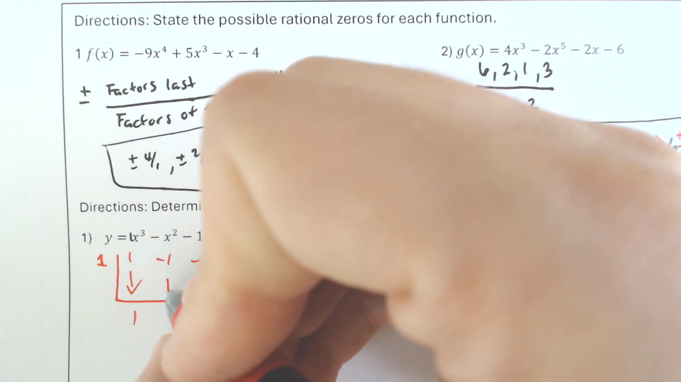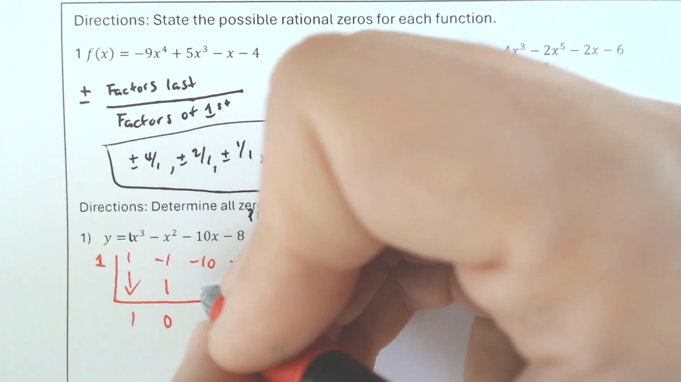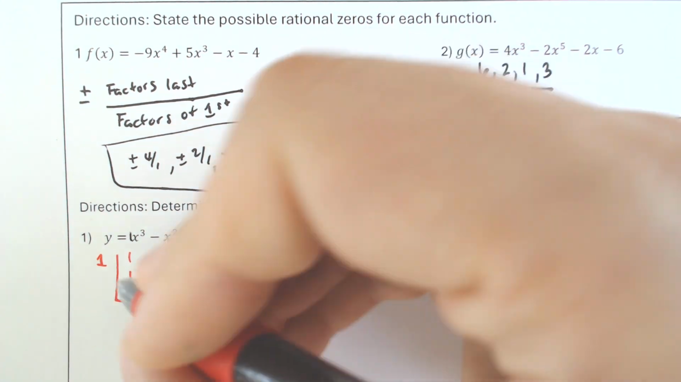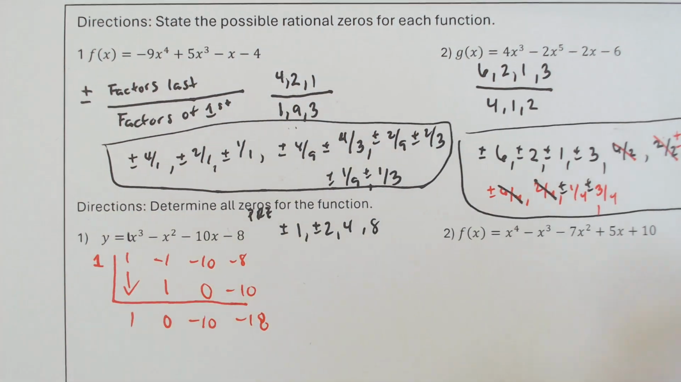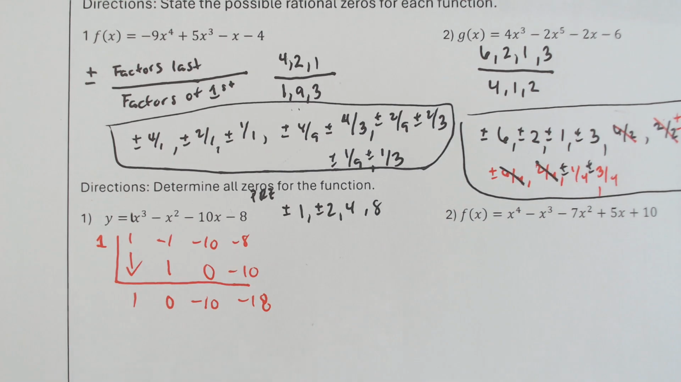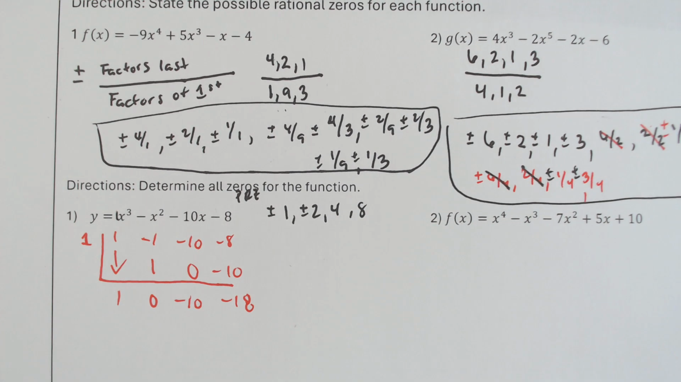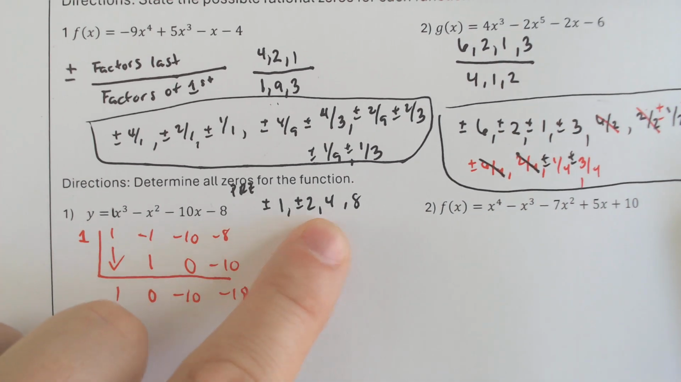We multiply, we get 1. We add, we get 0. Multiply, we get 0. We add, we get negative 10. We multiply, we get negative 10, and we get mad because it didn't divide by positive 1. Well, maybe negative 1 will work, or maybe 2 would work. Okay, so you could keep going through the guesses.